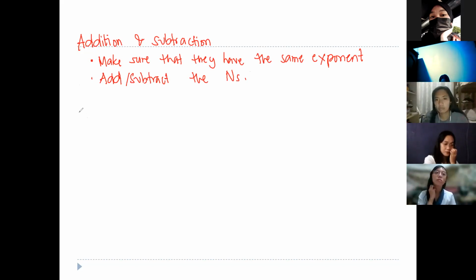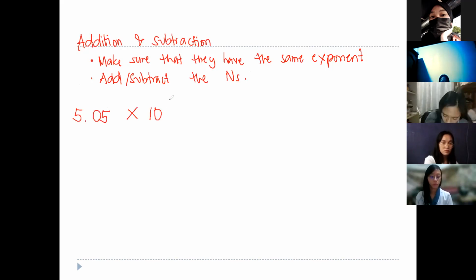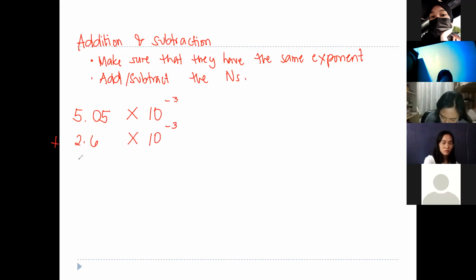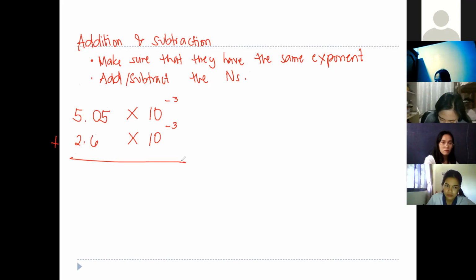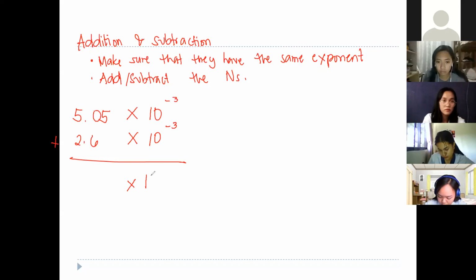So, let me give you an example. 5.05 times 10 raised to the power of negative 3 plus 2.6 times 10 raised to the power of negative 3. This one is addition. So number one, we have to make sure that they have the same exponent. As you can see in the given, yes, they have the same exponent. So when the exponent is the same, we go straight. We just copy times 10 raised to the power of negative 3.